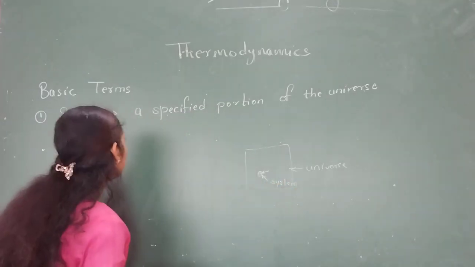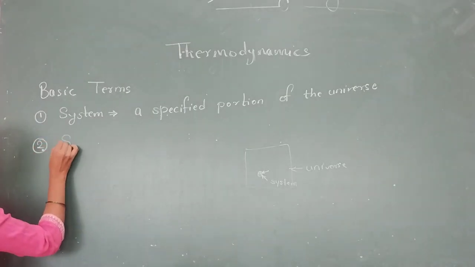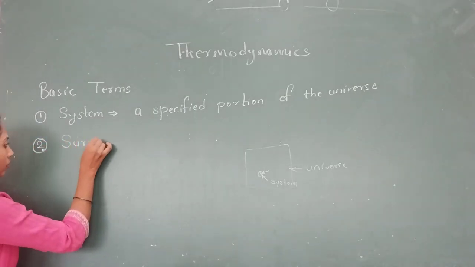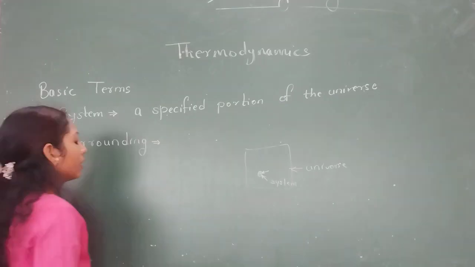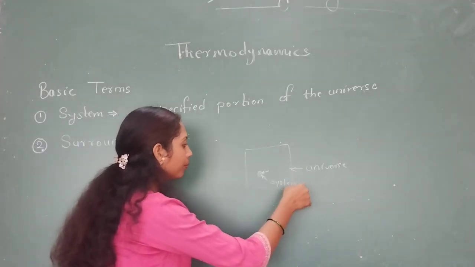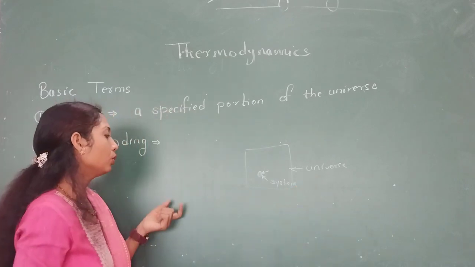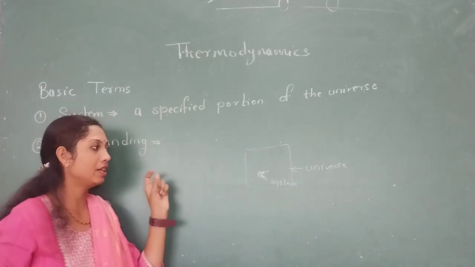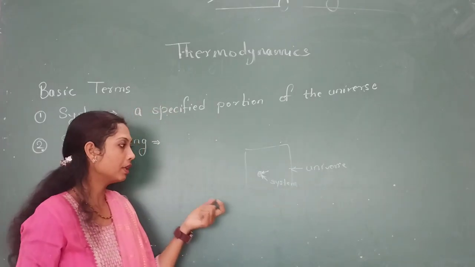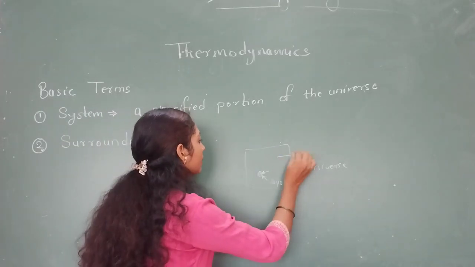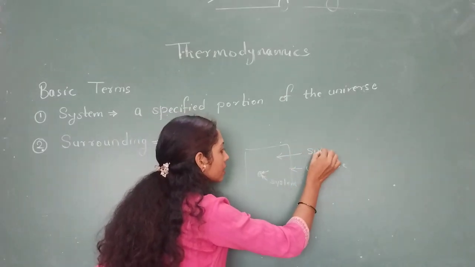And the second term involved is surrounding. The rest of the portion of the universe which exists to exchange energy or matter with the system. Okay, so this rest portion is called as surrounding.